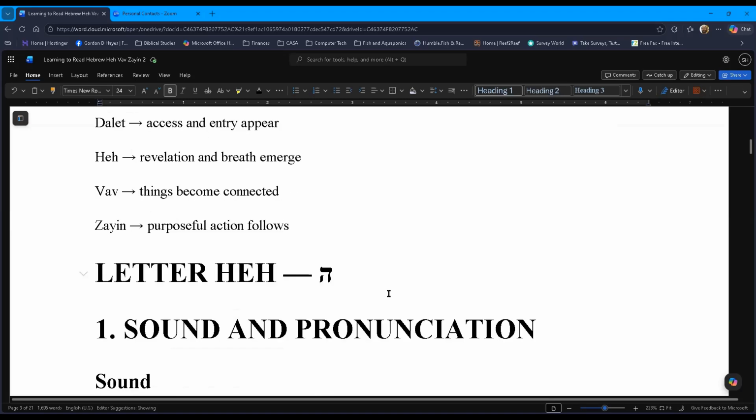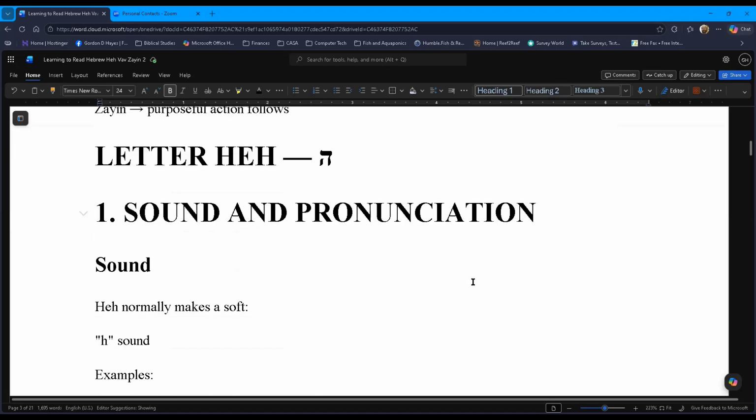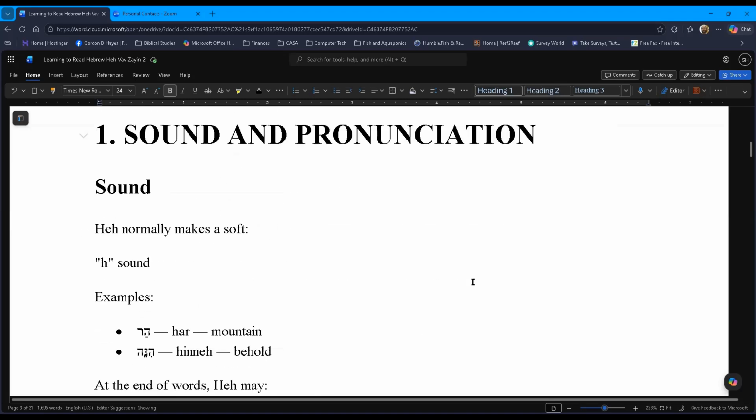So let's look at the letter Hey. It has a soft sound like the H, and it's like a breath out. Some examples of words using the Hey, especially those beginning the word. I'm sorry, Hey. I wanted to say Het, and that's not right. It's Hey.